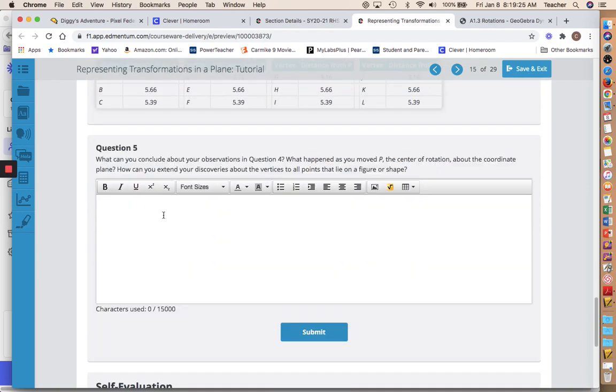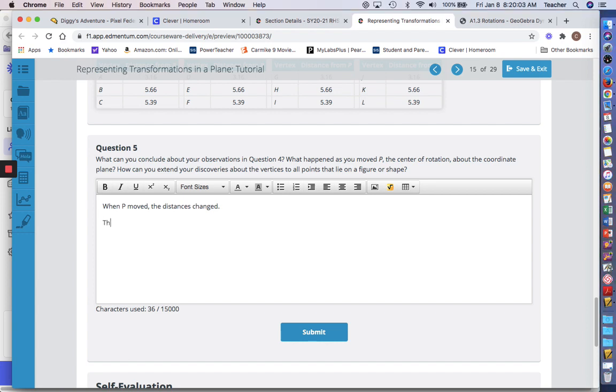All right, question 5. What can you conclude about your observations in question 4? What happened as you move P, the center of rotation, about the coordinate plane? All right, so our distances definitely changed when P moved. The distances changed. However, the distances changed.